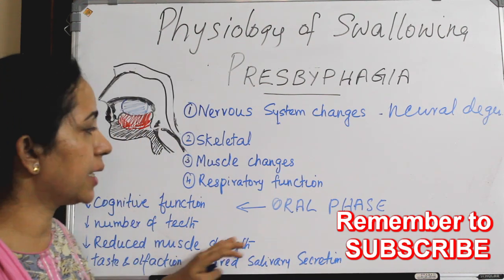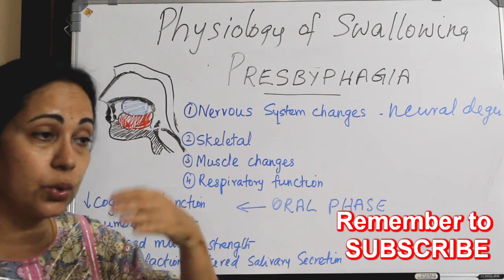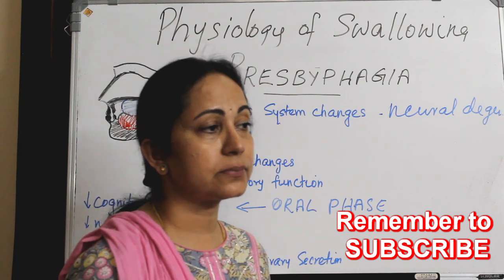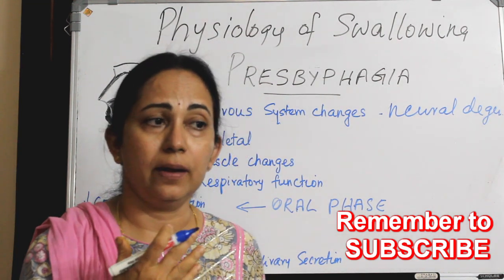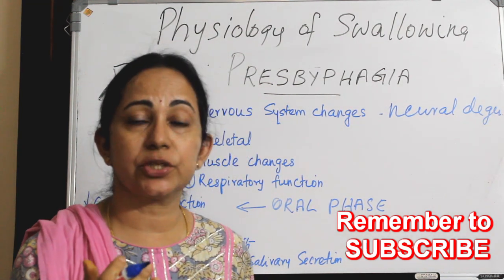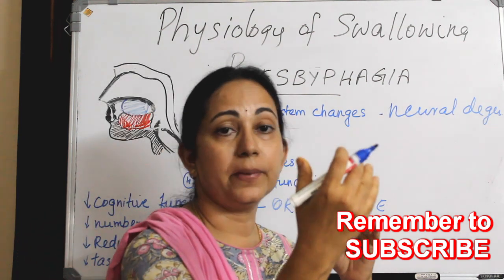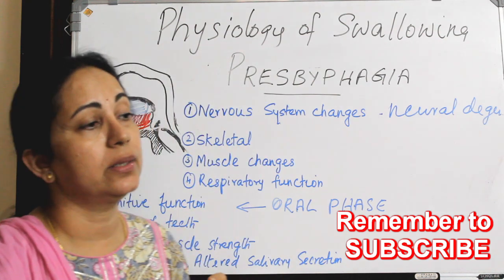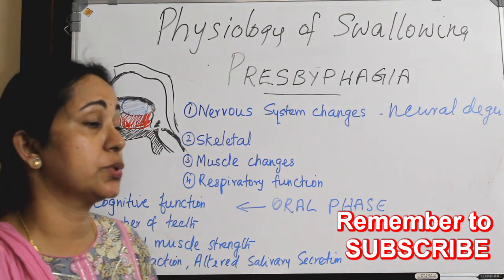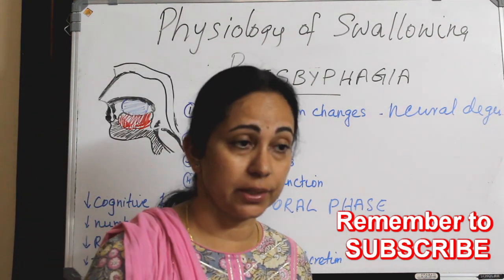Then there is reduced taste and olfaction, and altered salivary secretion, so the mechanism of food bolus formation is not working properly. All these can happen in the oral phase, and also in the propulsive phase, the approximation with the soft palate or the palatoglossal arch may not move properly, and the tone of the muscles will be reduced, so again there is a chance of regurgitation.